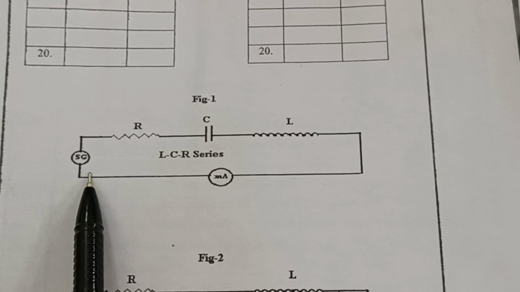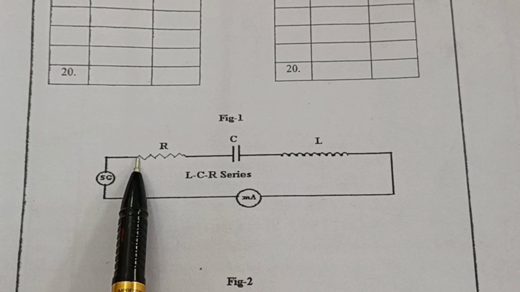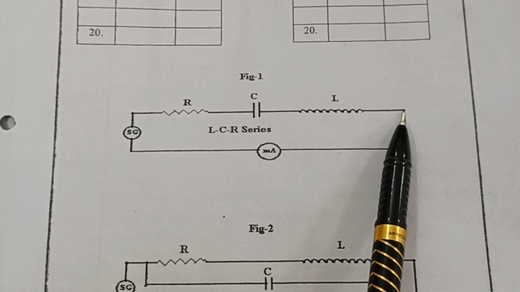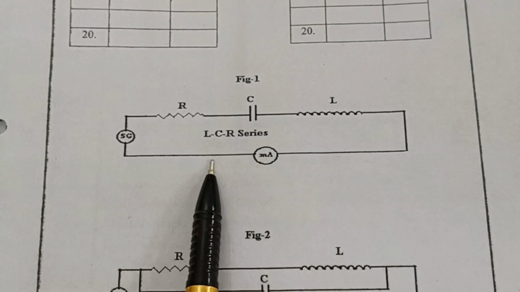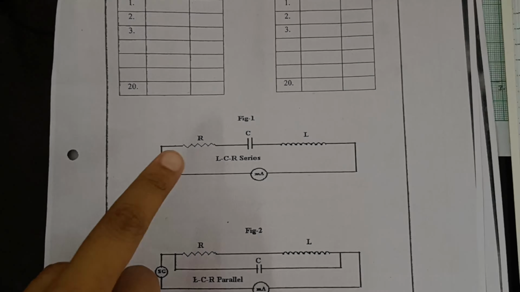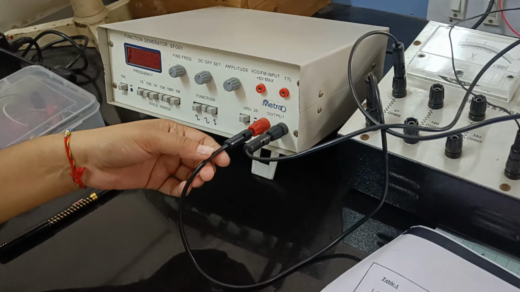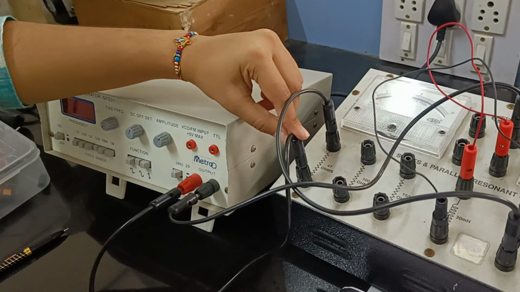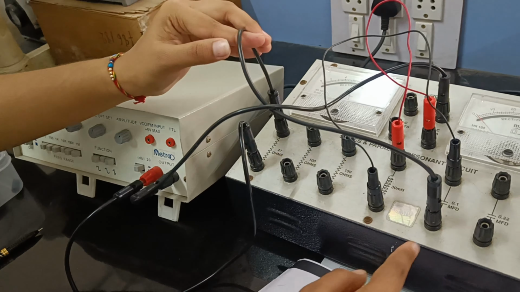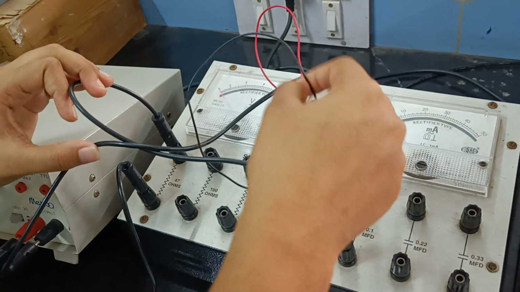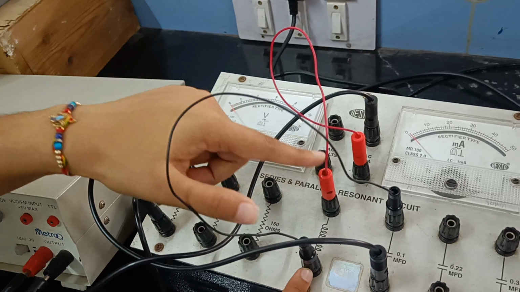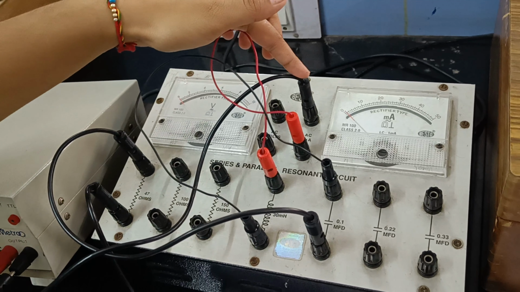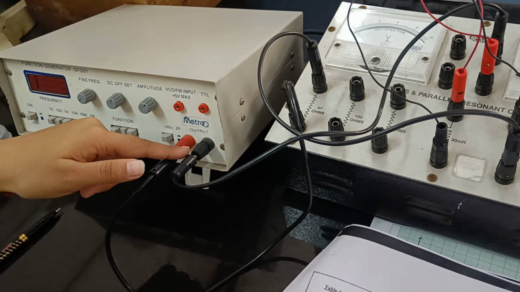This is the circuit diagram in which the positive terminal goes to the resistor, then to the capacitor, then to the inductor, then it is connected to the milliammeter, and then again to the negative terminal. According to this circuit, we have made the connections. The positive terminal of the power supply goes to the resistor, then the resistor goes to the capacitor, then the capacitor is connected to the inductor, and the inductor is connected to the milliammeter, where we will measure the current, and then the milliammeter is connected to the negative end of the power supply.